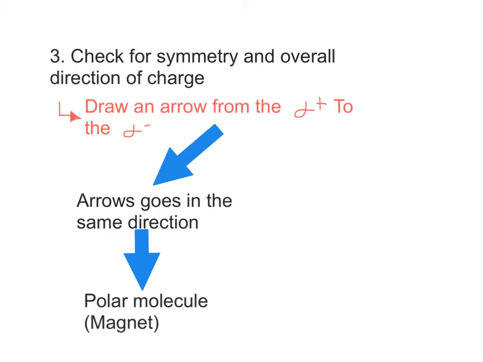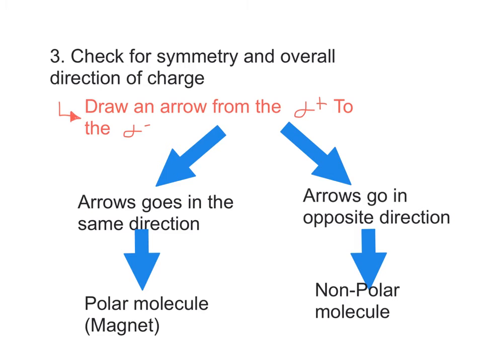If all the arrows go in the same direction, or there's only one arrow, it means we have a direction of charge, or a magnet, and the molecule is polar. Now, if you draw those arrows and they happen to go in the opposite direction, then we end up with a nonpolar molecule, or there's no magnet. There's no separation of charge. Okay, so make sure you have this copied down. We're going to move on and do a couple examples together in this video lesson, and then you will have some that you're going to need to work on your own.